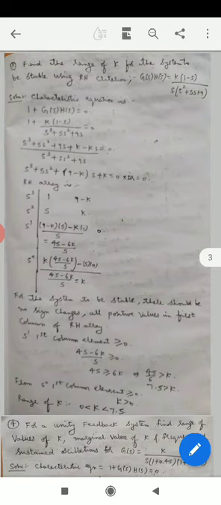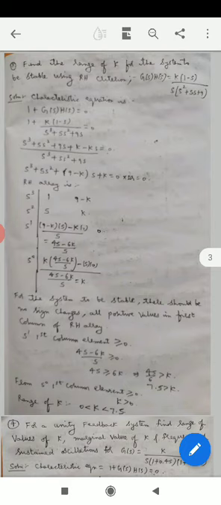If you simplify the values, 9 into 5 is 45, minus K into 5 is minus 5K, and minus 1 into K is minus K. So minus 5K minus K is equal to minus 6K. So the element is (45 minus 6K) divided by 5.